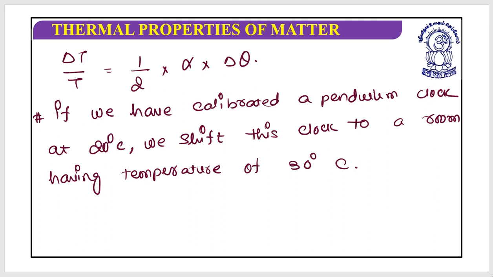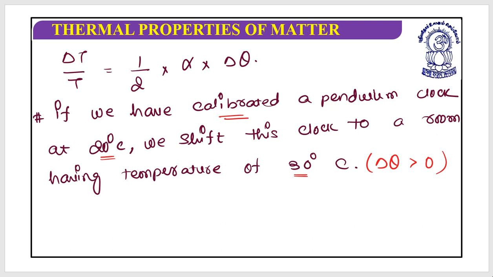First, what do you understand by we have calibrated a pendulum clock? What do you understand here by the meaning of calibration? When I say we have calibrated a pendulum clock at 20 degrees Celsius, that means it can give the correct reading at 20 degrees Celsius. But now it has been shifted to 30 degrees Celsius. That means the change in temperature delta theta is greater than 0. It's 30 minus 20, which is basically 10. That means you have shifted your clock to a hotter region.